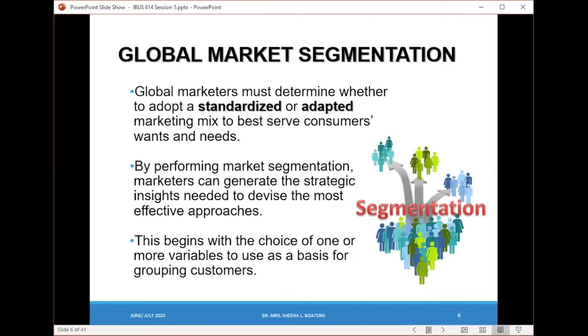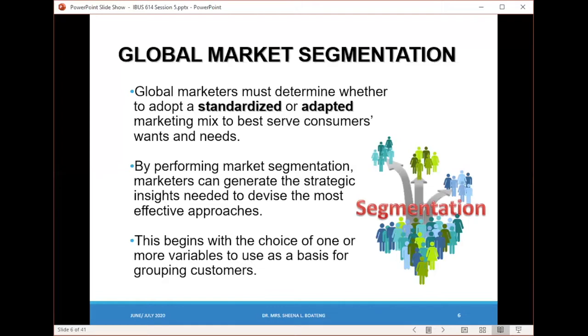So when marketers are segmenting, there's a very important decision that they have to make. And that is in relation to whether or not they adopt a standardized or adapted marketing mix to serve these consumers' needs and wants. Why are we saying this? Remember in the beginning of our global marketing course, we talked about globalization and the continuum between the local market and the foreign market, where the organization is always trying to balance between selling a standardized version of the product they've been selling in their local market to the foreign market, or adapting it in some way or form to suit the needs of the foreign markets that they are entering into.